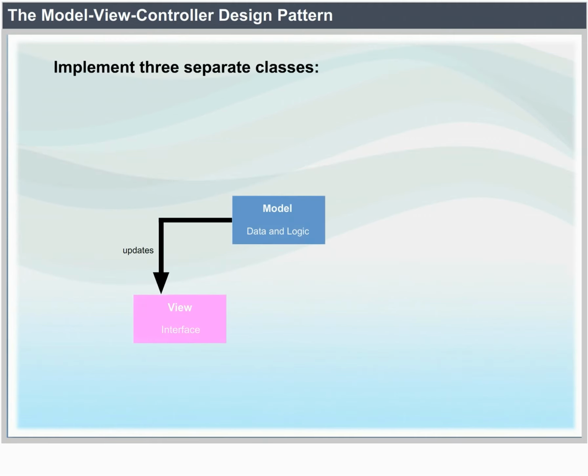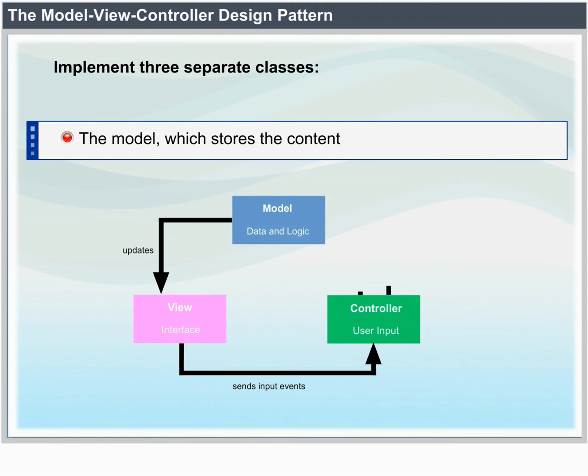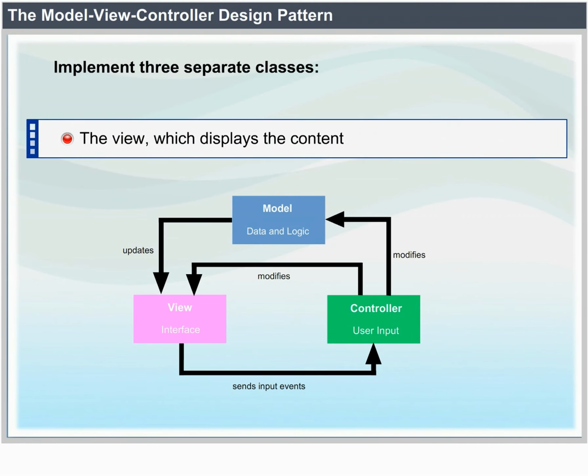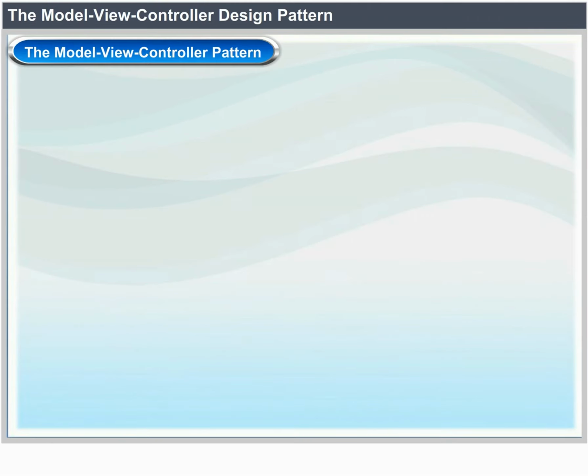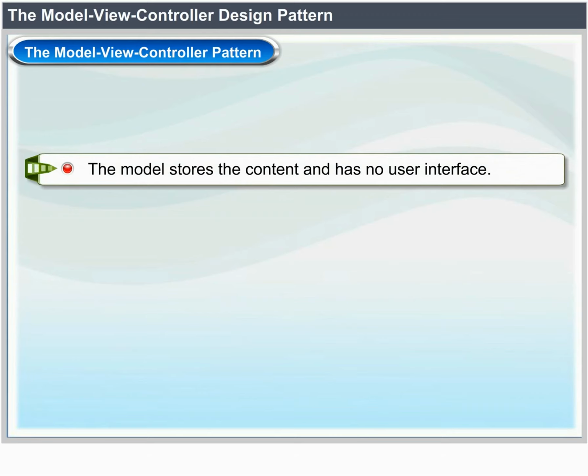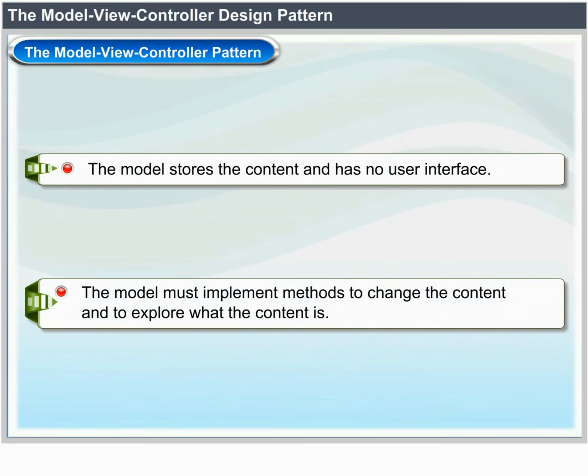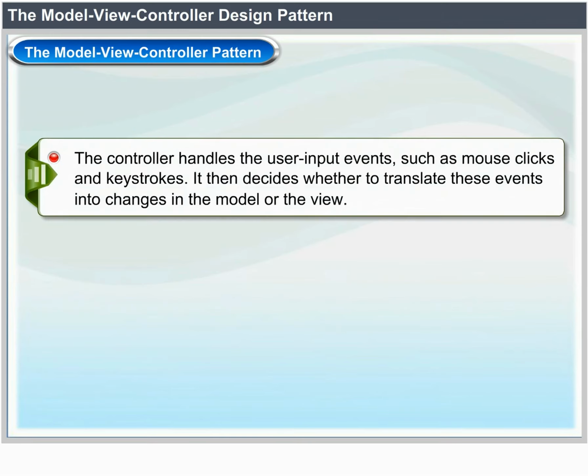Implement three separate classes: the model, which stores the content; the view, which displays the content; the controller, which handles user input. The pattern specifies precisely how these three objects interact. The Model View Controller pattern. The model stores the content and has no user interface. The model must implement methods to change the content and to explore what the content is. The controller handles the user input events such as mouse clicks and keystrokes. It then decides whether to translate these events into changes in the model or the view.